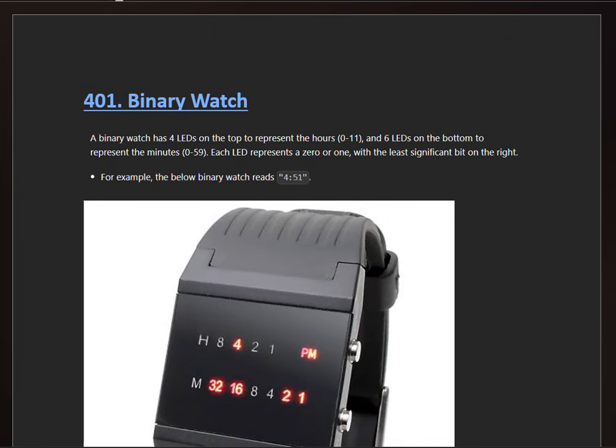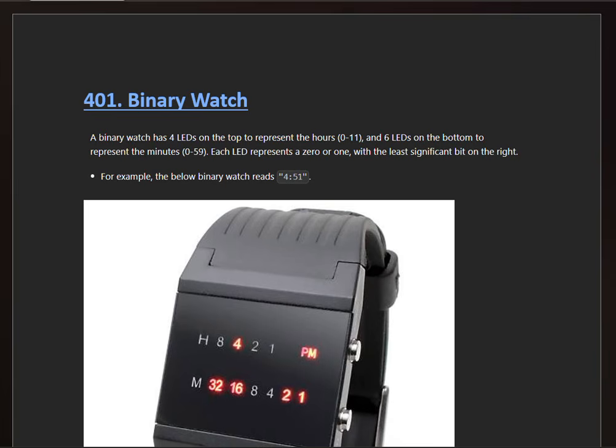Hello everyone. So today's LeetCode question is 401, Binary Watch. In this question we are given a binary watch that has four LEDs on the top to represent hours between 0 to 11. You can see here we have four LEDs representing 1, 2, 4 and 8, and 6 LEDs on the bottom to represent the minutes between 0 to 59, and each LED represents a 0 or 1.